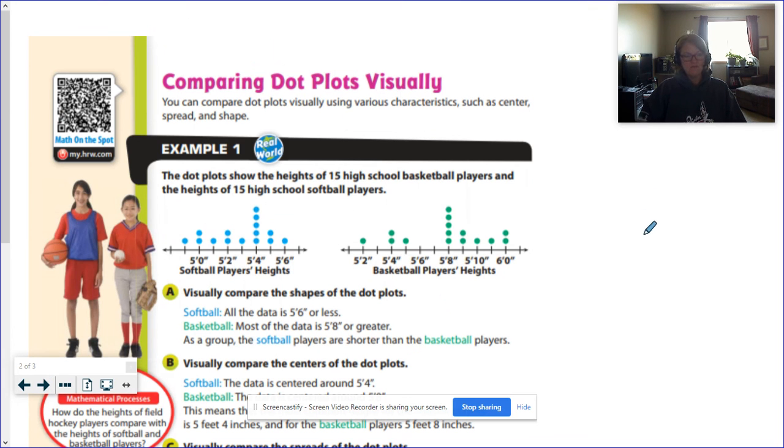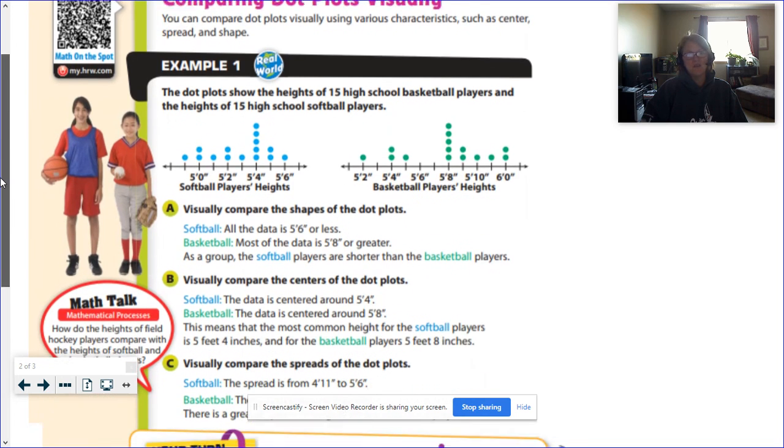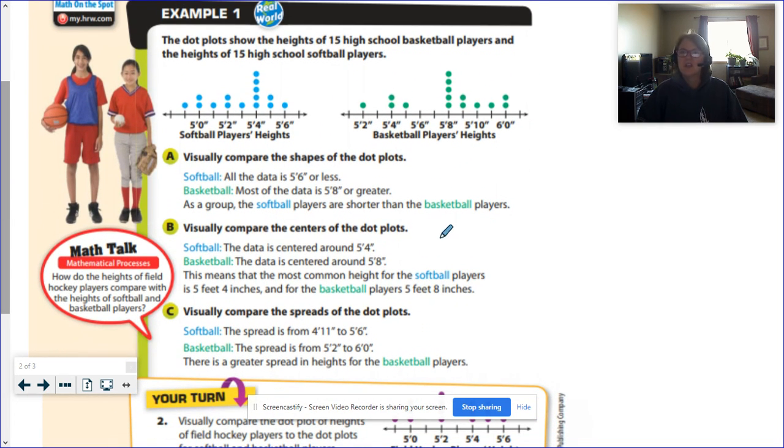Turn the page. The next thing you'll do is kind of compare some data sets. So take a look at these two. This shows 15 high school players. Here's basketball, here's softball, and they've got them on the chart by their height. 5'0". They've got two people. This would be 4'11". This would be 5'1", 5'2", 5'3". Ooh, a lot of them at 5'4". Look at that. And so on.